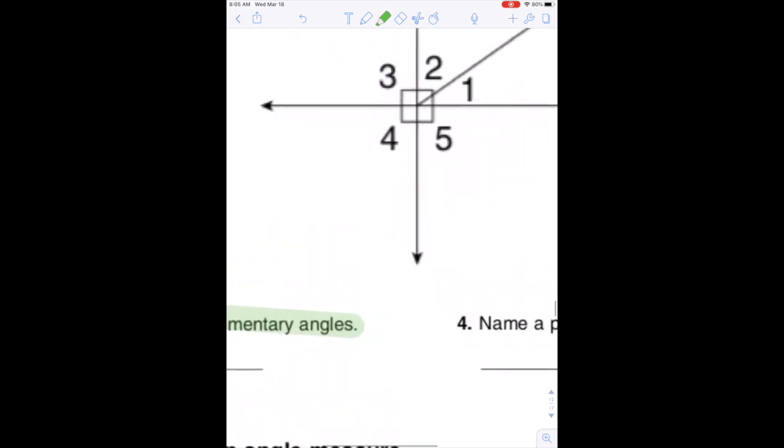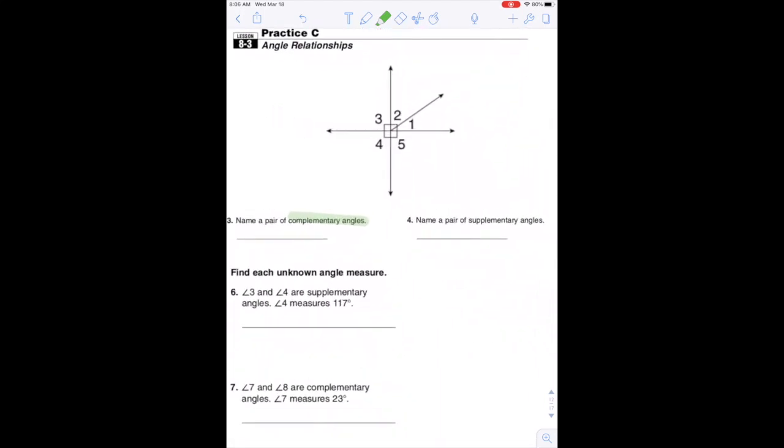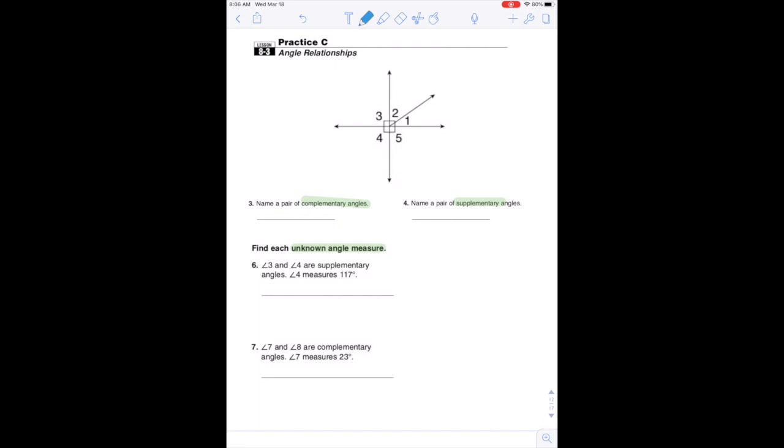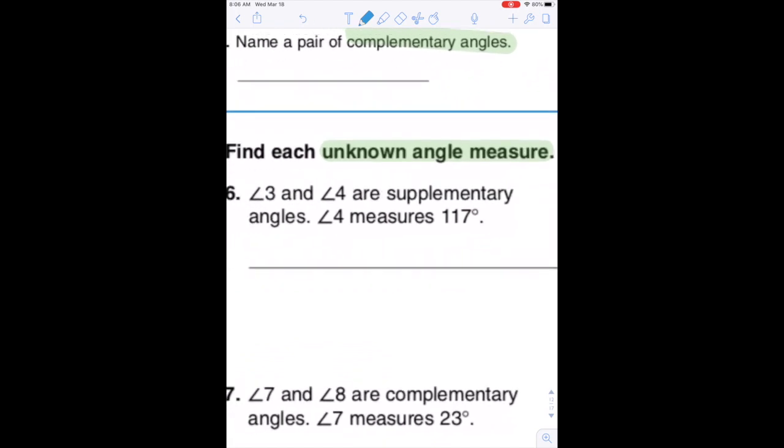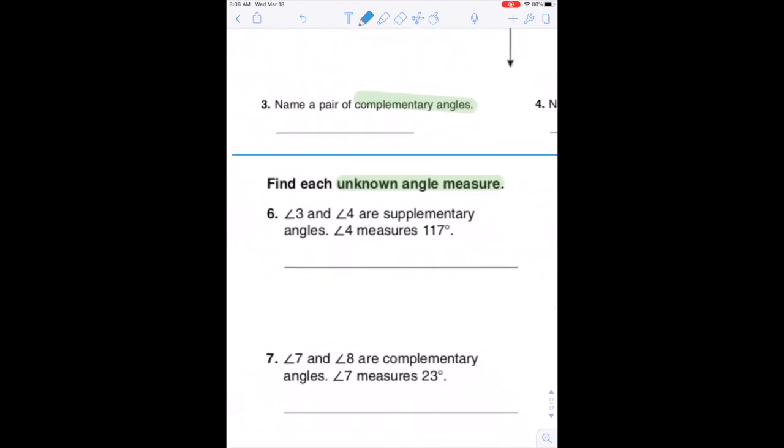So if I was talking about this angle right here, I would then say angle 1. You're also going to name a pair of supplementary angles. So what angles go together to make a supplementary angle? So then for this bottom part, you don't use the image at all. What you're going to do for the bottom part is they give you some information and they say angle 3 and angle 4 are supplementary. So you may want to put next to that how many degrees is supplementary to remind yourself.